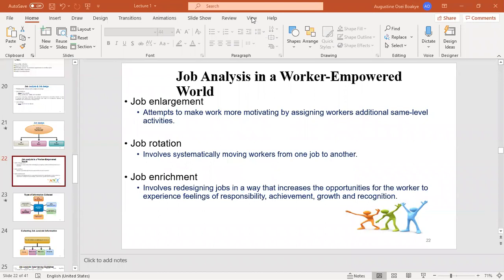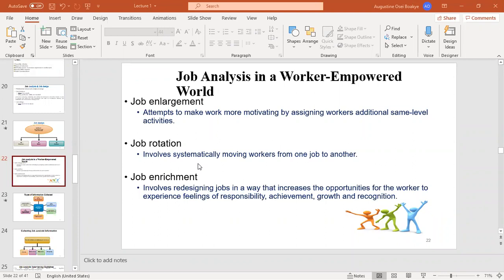When we talk about job enrichment, we are basically creating a new job portfolio. And in this new portfolio, the responsibility that comes with the job is quite higher than the previous one that the employee was occupying. And this new portfolio also commands a lot of recognition and power.